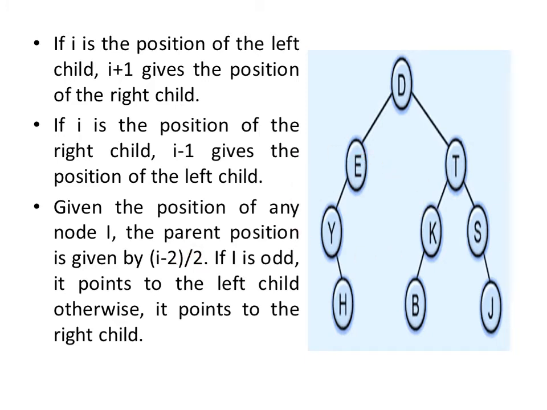See here, if i is odd, it points to the left child, and if it is even, then it points to the right child. Here you can see the example. If I divide by 2, it will give the position of the parent node. Now let us assume I put i equals 4. 4 minus 2 is 2, and 2 divided by 2 is 1. Here you can observe that 1 is the parent node of what?